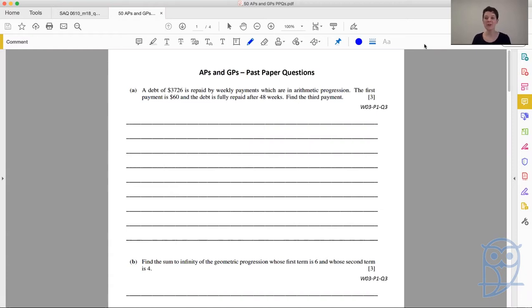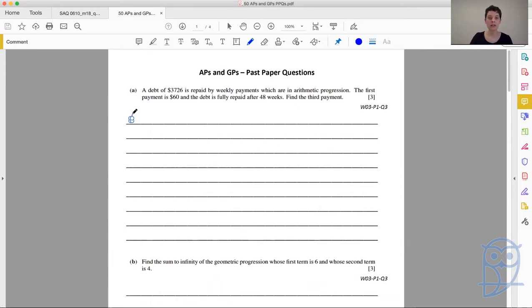Kicking off all the way back to winter 2003, we have a debt of 3,726 that is repaid by weekly payments which are in an arithmetic progression. The first payment is $60 and the debt is fully repaid after 48 weeks. Find the third payment. With this kind of question, it's really important that you play detective and figure out what the information is that you've got.